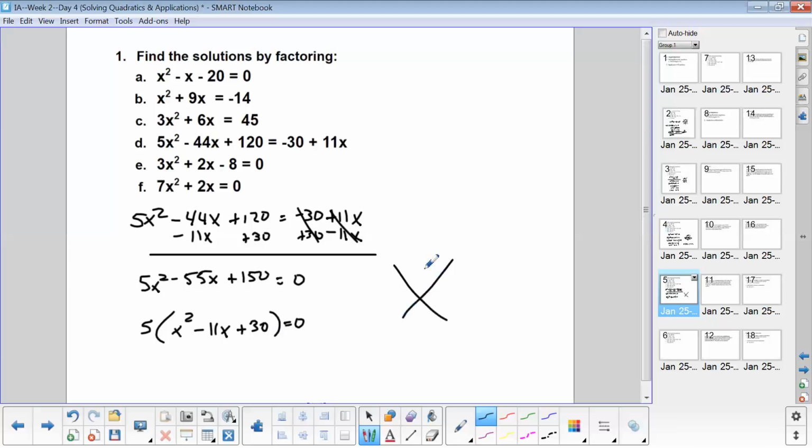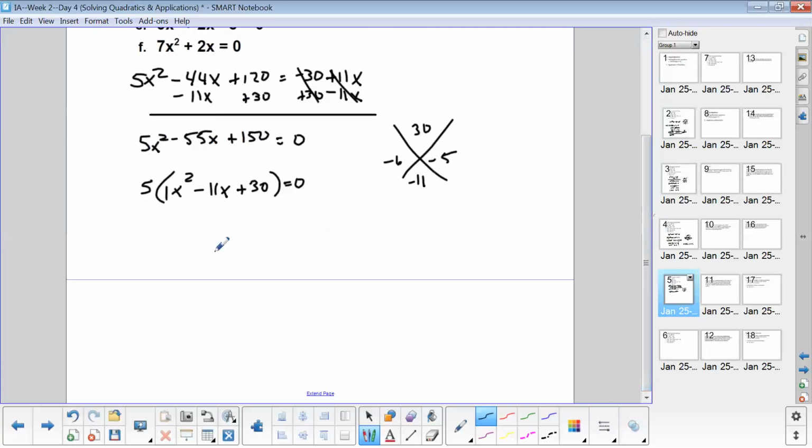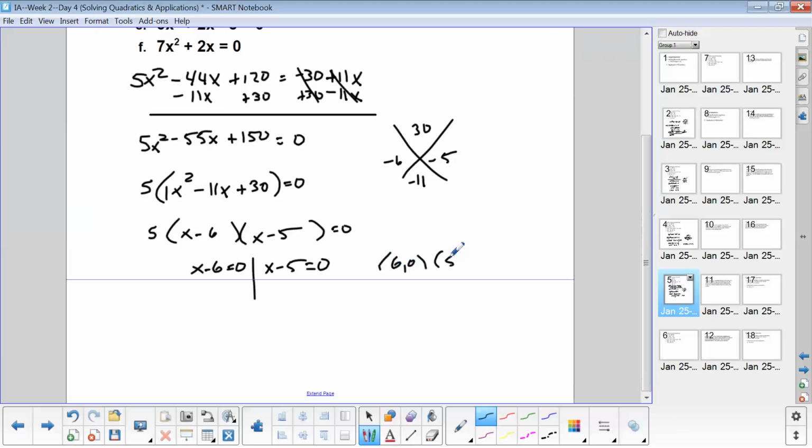So you're checking to see, okay, I've got 30. The factors have to multiply to give me 30 since A is 1, and they have to add to give me a -11, so it'll be -6 and -5. And so I get 5 times x minus 6 and x minus 5. So x minus 6 is equal to 0, x minus 5 is equal to 0. So my intercepts would be 6, 0 and 5, 0.